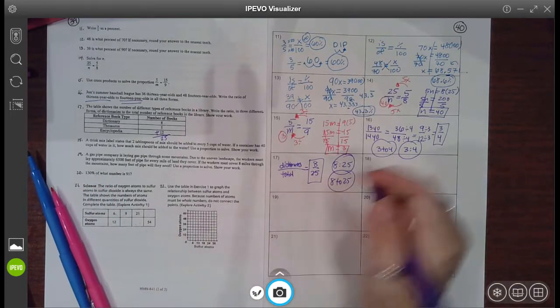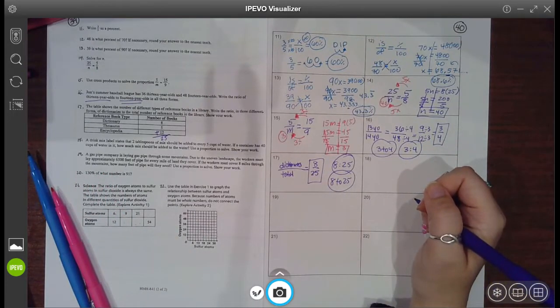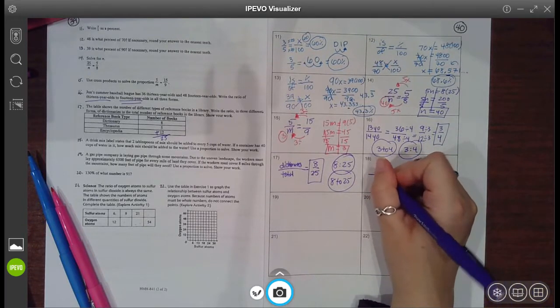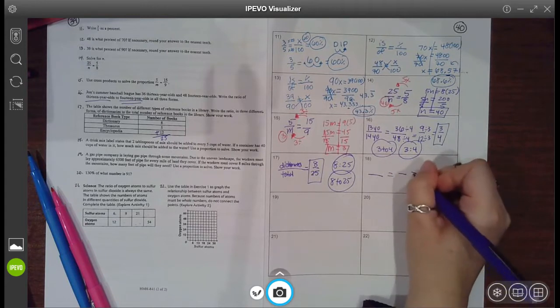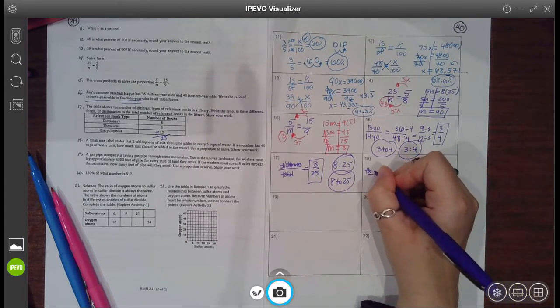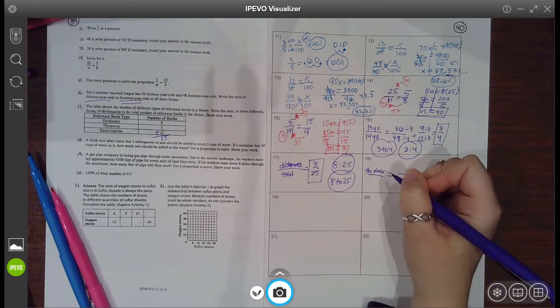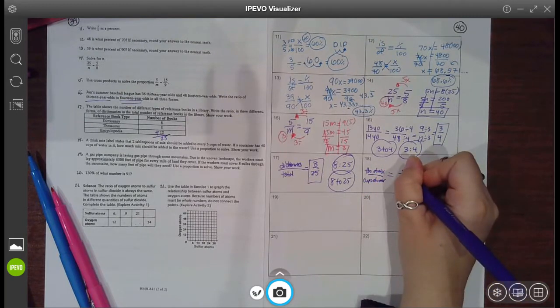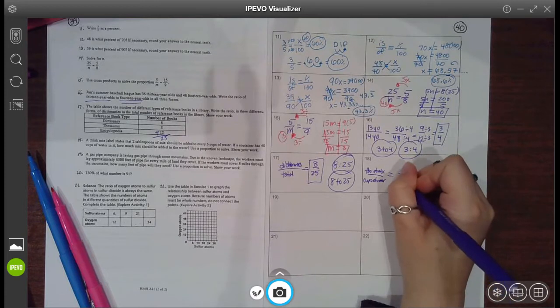Okay, number 18 says a drink mix label states that 2 tablespoons of mix should be added to every 5 cups of water. If a container has 40 cups of water in it, how much mix should be added to the water? Use a proportion to help solve. So for this one, it doesn't matter what you put on top or bottom because you're going to set up a proportion anyway. As long as I stay consistent, it doesn't matter. So let's do tablespoons of mix first, and then every 5 cups of water. So it says 2 tablespoons of mix goes with 5 cups of water.